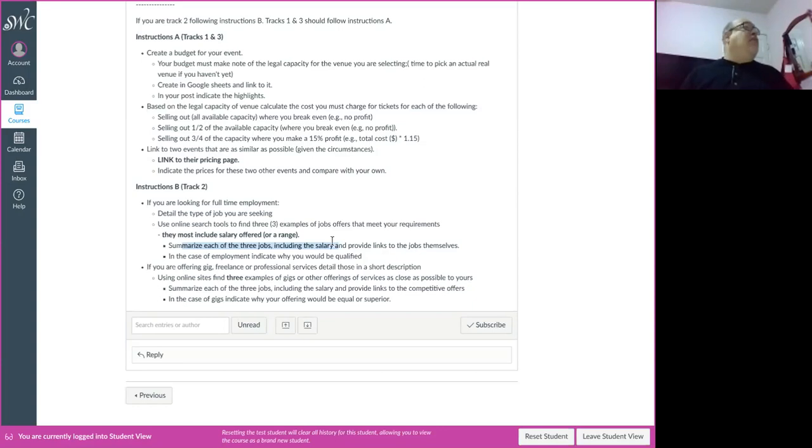On the other hand, if you're not looking for full-time employment, you're looking for gig work, freelance work, or you have your own business where you're selling a service, then I want you to use the online site to find 3 examples of gigs or offerings of service as close as possible to yours. Again, ideally in San Diego, but if necessary, outside the area. Again, summarize each of those 3 offerings or gigs. And again, just like the other example, I want you to explain how yours would be different.